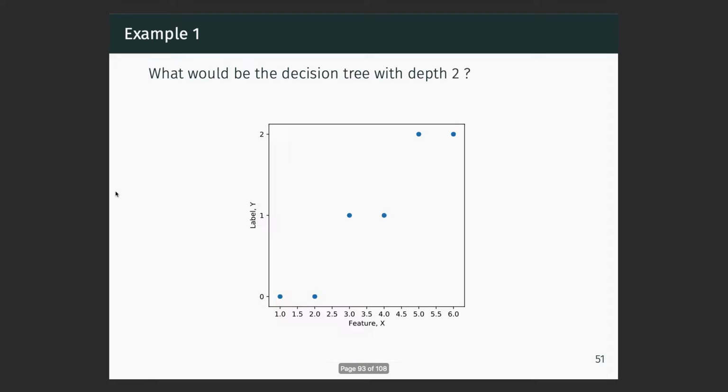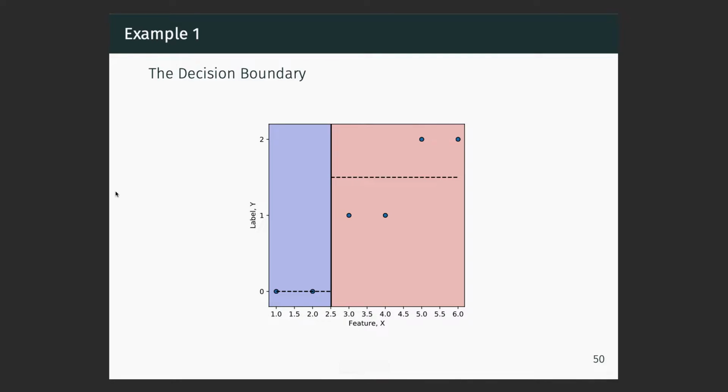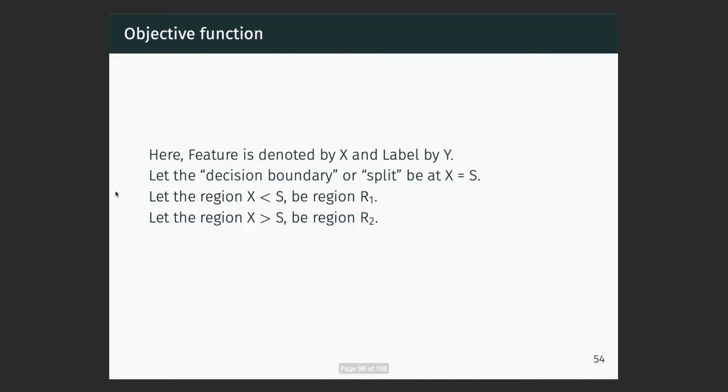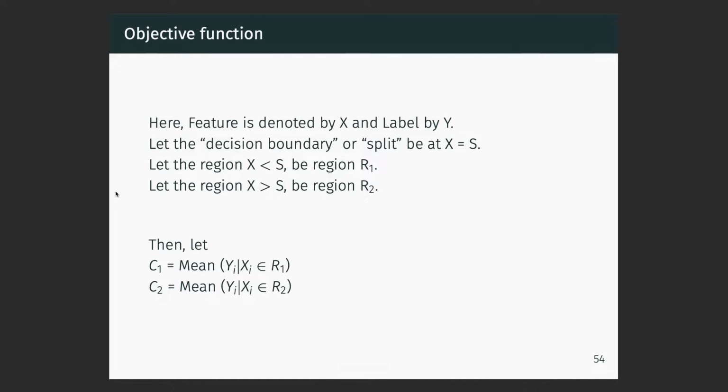If we go back, let's say we choose 2.5 as a split. If we choose 2.5 as the region, then the blue region shown is R1 and the red region shown is R2. What is the mean of the values of yi's for this region R1? That is 0. And the mean of the values for the other region is 1.5, right? So you have now calculated C1 and C2 to be 0 and 1.5 for this particular split.